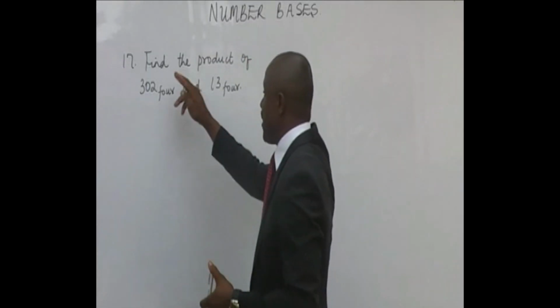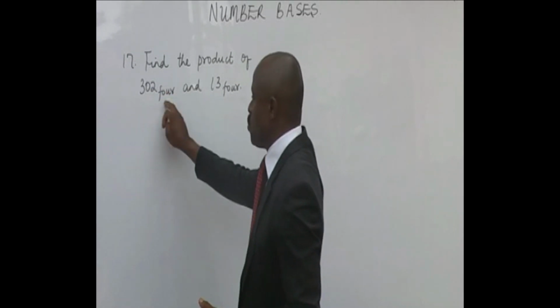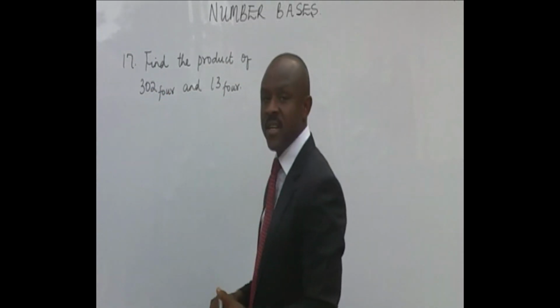Number 17. He said we should find the product of 302 base 4 and 13 base 4.